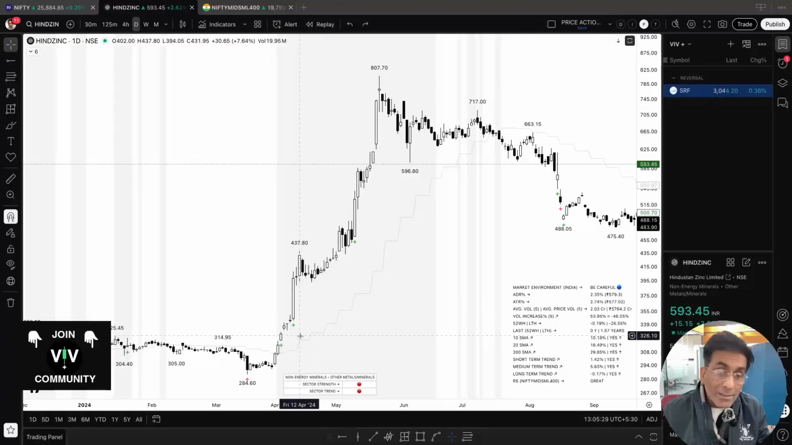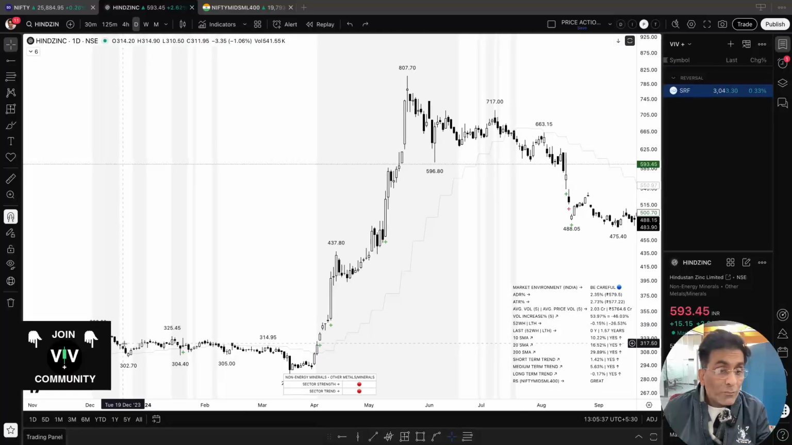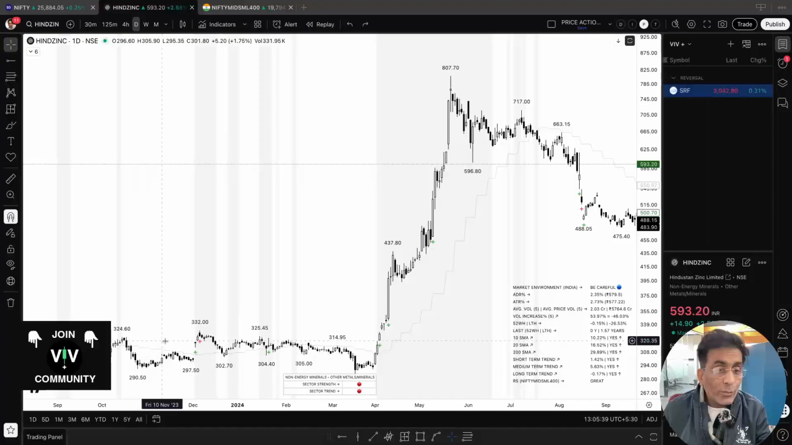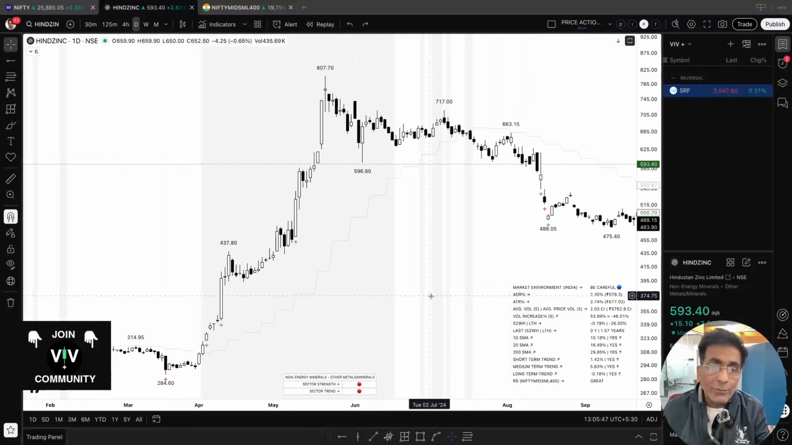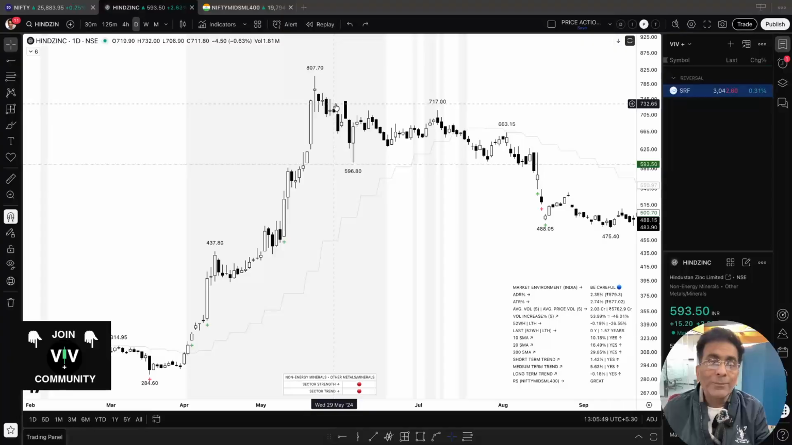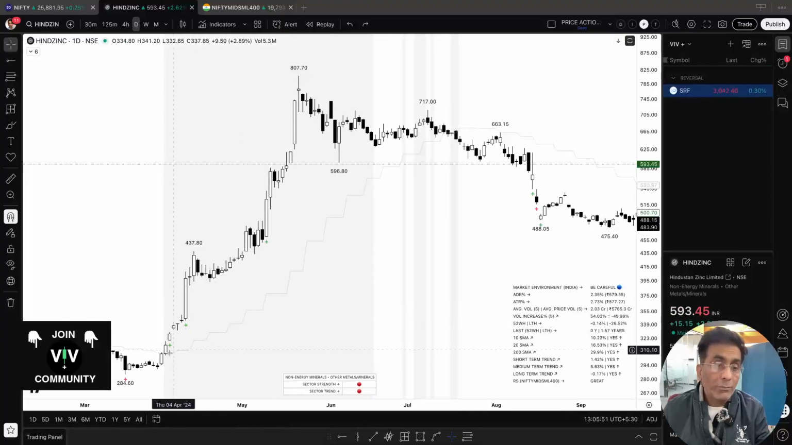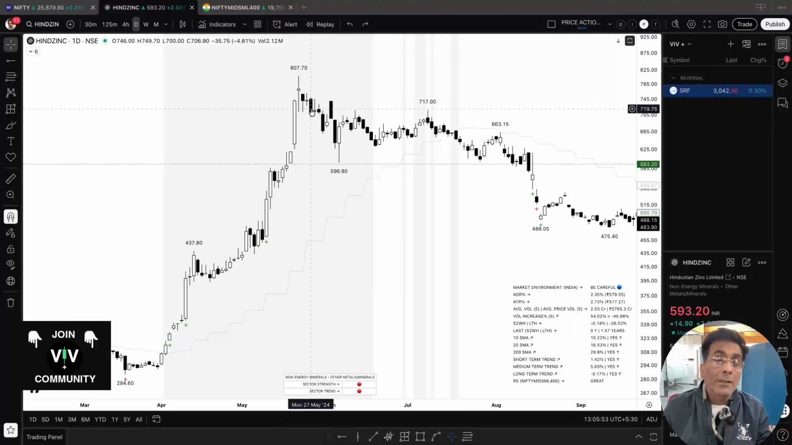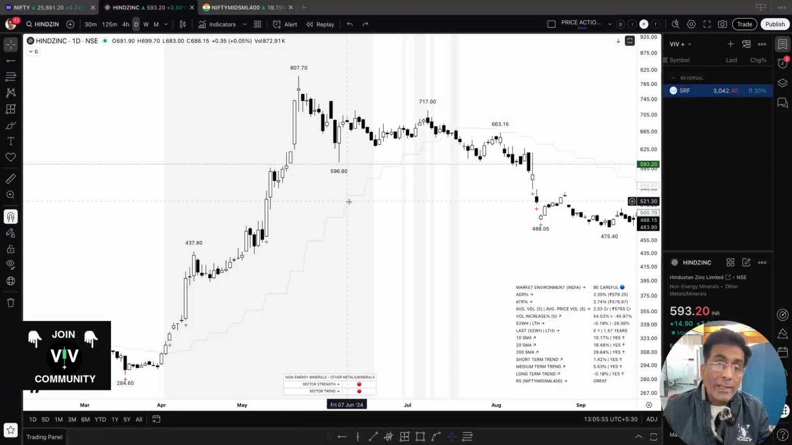Okay, because this is the zone where the big money gets involved. This was the zone which they accumulated for years. They slowly accumulated, and now they are done with their shopping. They will break it out, and a trend will start.